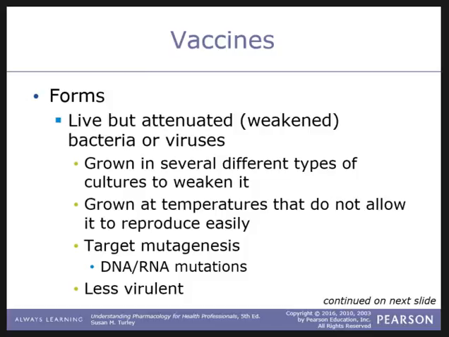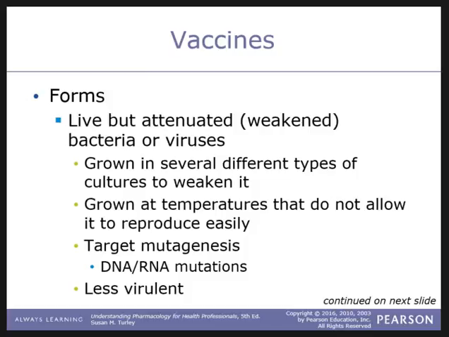When we talk about vaccines, there are different types of vaccines, different forms. There's live but attenuated. We call these attenuated vaccinations. Live, the bacteria is actually weakened, or the virus is a weakened form of it. They're grown in specific cultures at specific temperatures that don't allow it to reproduce properly, and it causes a mutation. So it makes an inactive virus, which of course would be less virulent.